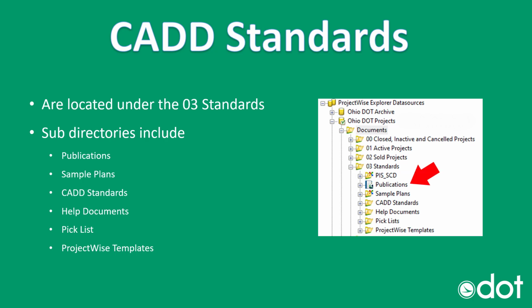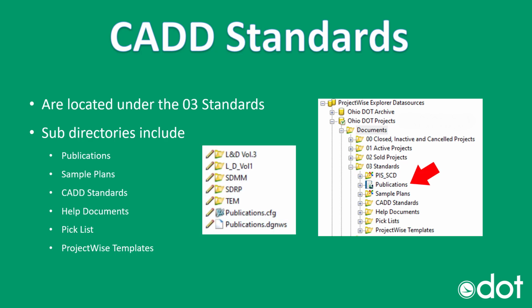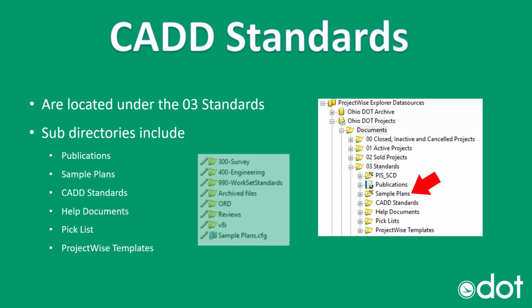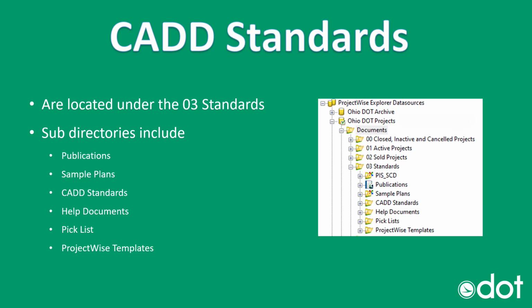So the publications folder has the L&D Volume 3 documents, and this is where those reside. And as you can see, we do have the ORD sample plans. We also have some of the V8i sample plans under this directory here. And then we have the CAD standards.